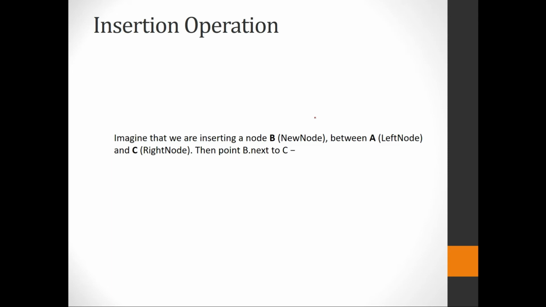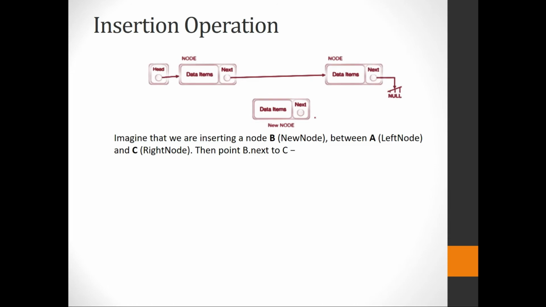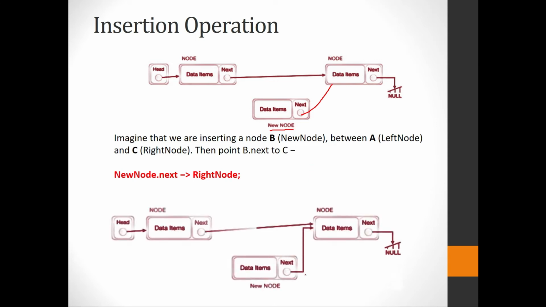Okay. Now, imagine that we are inserting a node between two other nodes. Okay. So now you are going to take a new node. You are trying to insert this particular new node in between this A left node and C right node. What do I do? How do I do this? Yes. What do I do? I am going to take this new node's next, that is this part. I am going to connect it to the right node now. Okay. And now, what do I do? I have connected as seen earlier. You can see that this next has been connected to the right node.